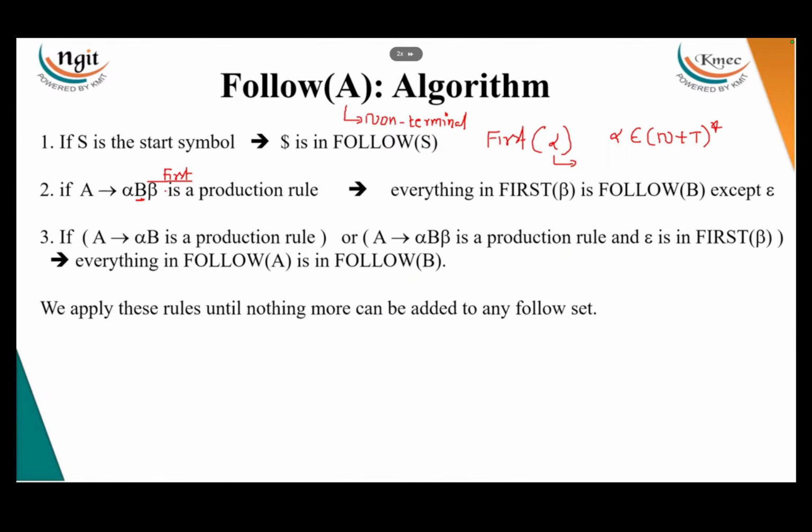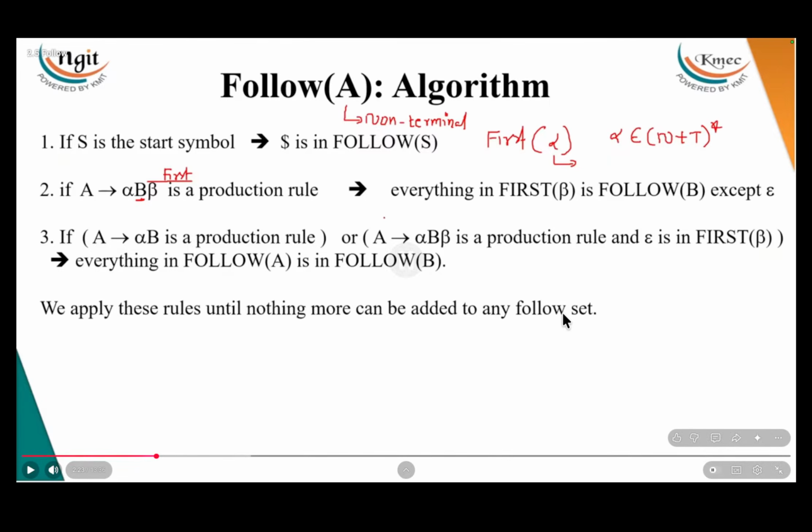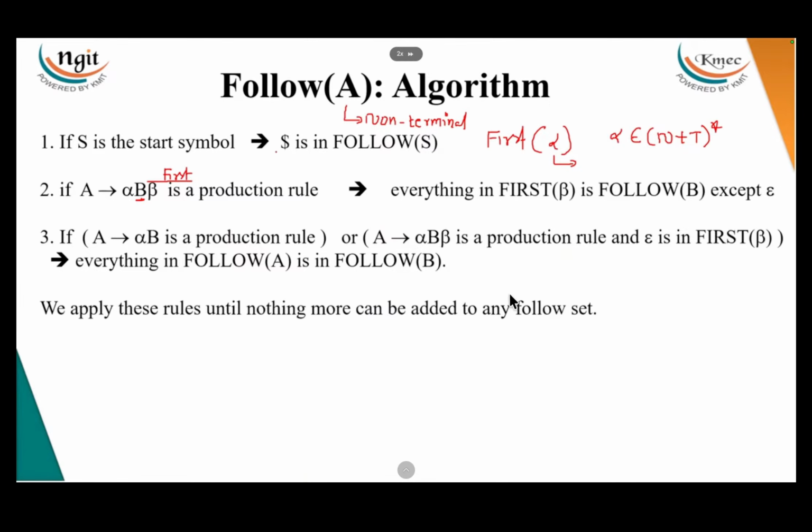So we have to find the first of all the remaining symbols. If it is a terminal, take it. If it is epsilon, what you have to do, that we'll discuss. If it is a non-terminal, find the first of it. Because either follow set or first set never ever contains non-terminals. It contains only terminals, sometimes epsilon in first and dollar in follow. But by mistake also you are not supposed to take a non-terminal in the follow set.